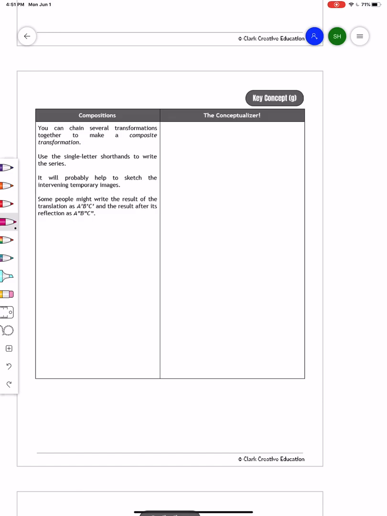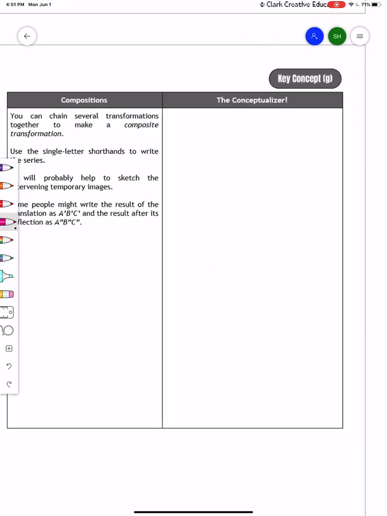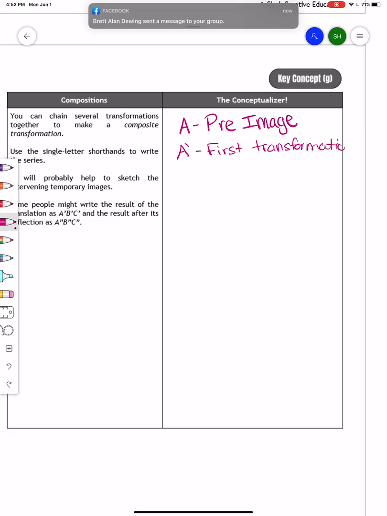If a point has to do more than one thing, this is called a composition. It's meaning that you rotate it and then you dilate it, or you rotate it and then you reflect it. Those are called compositions. So your pre-image is always A, right? Or B or C, whatever the letter is, but it's just a letter. Your secondary image is your first transformation. So that would be A prime. Your next transformation would be A double prime.